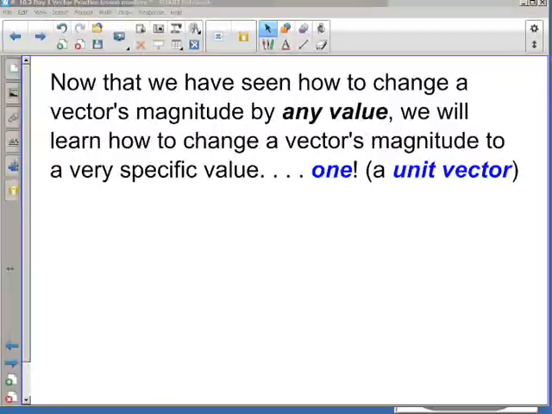All right, and now that we have seen how to change a vector's magnitude by any value, we call that a scalar, we will learn how to change a vector's magnitude to a very specific value of 1. We call that a unit vector. That's the remainder of the lesson.